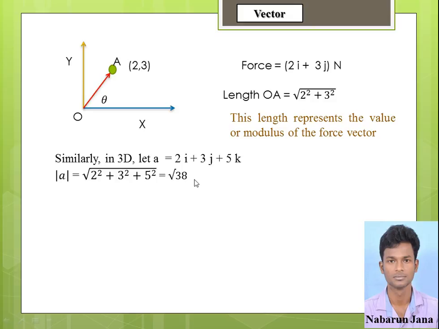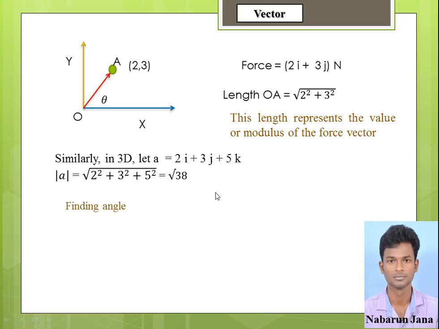Always remember, whenever you are going to mention a vector, you need to put an arrowhead on it. So you need to put an arrowhead on A, on i, on j, on k also. Remember it and do it in your copy.